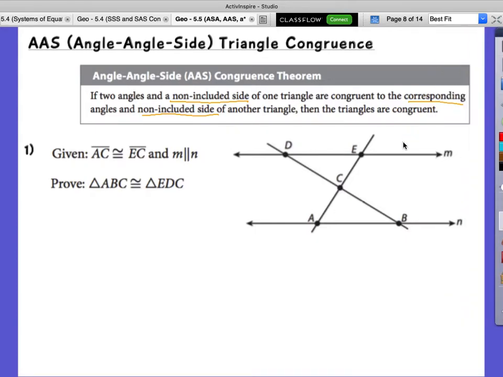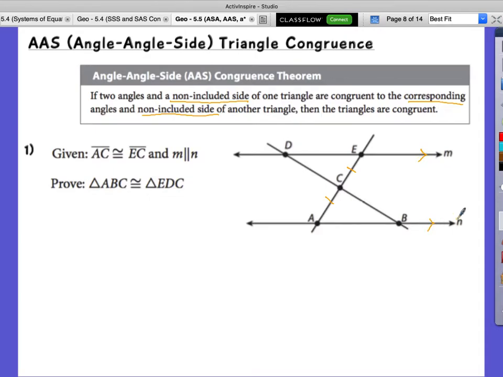Do you guys remember doing parallel lines cut by a transversal last chapter? You guys love that. We're going back to that a little bit. Two parallel lines cut by a transversal is a big reoccurring theme in geometry. So we're given here that segment AC is congruent to segment EC, so let's mark that. And we're also told that line M is parallel to line N. Let's mark that with an arrow.